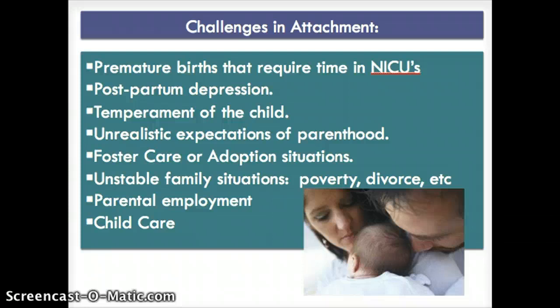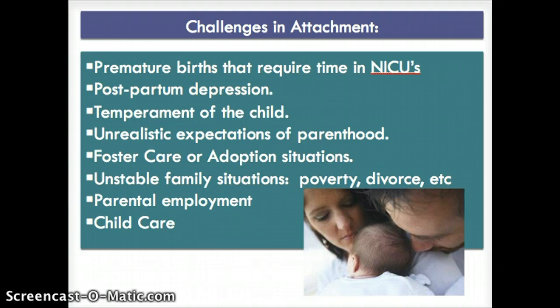The temperament of the child may also affect attachment. Really colicky babies who are very fussy and cry a lot may be hard for parents to handle and form a bond with. Parents may also have an unrealistic expectation of what parenthood really is. So if these expectations aren't met, they may avoid the baby or provide inconsistent care. Another really difficult situation is when a parent may be removed from the home for abuse or neglect situations, or the baby's been in an orphanage and has been adopted.